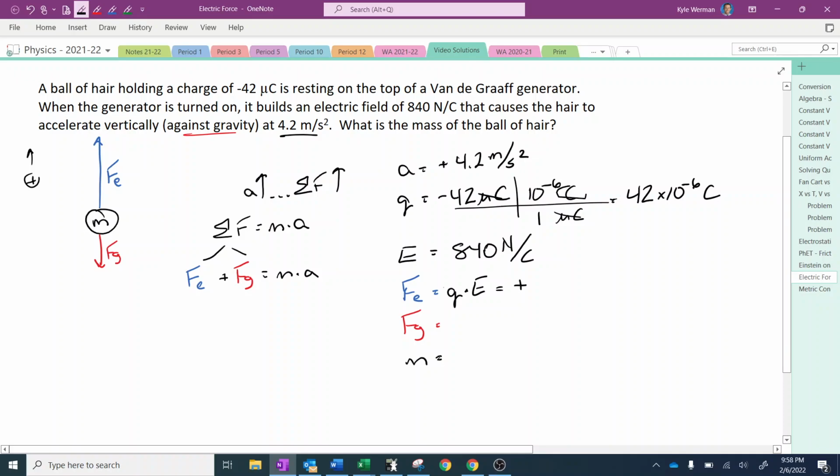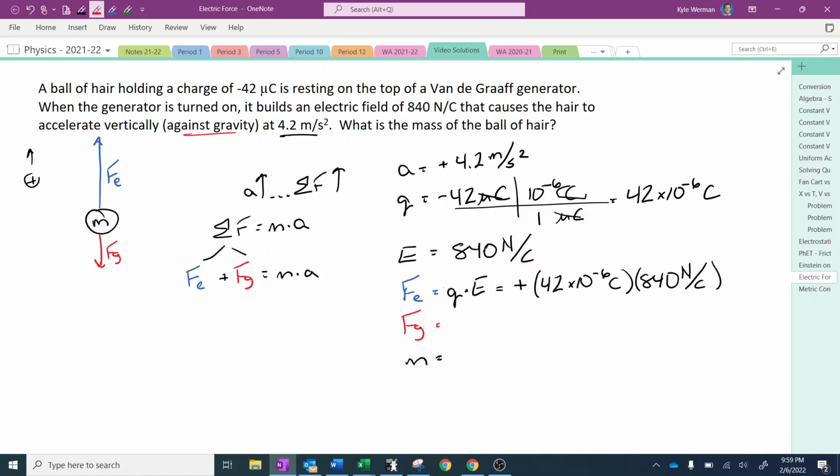When you deal with charge, these negatives can be a little bit tricky. They're not a direction like they might be with what we've done prior in this year. They're really just an indication of whether it's going to attract or repel. So once I know that it's repelling, the negative isn't really useful. So I'm just going to use the magnitude of the charge, which is 42 times 10 to the negative 6 coulombs, and I'm going to multiply that times the strength of the field, 840 newtons per coulomb. And notice if I put the units in there, coulombs cancel with coulombs, and I get newtons, which is exactly what I want for a unit of force.